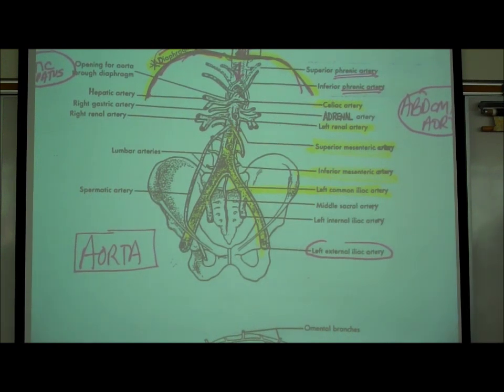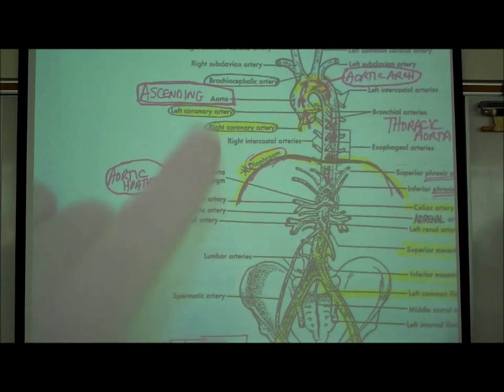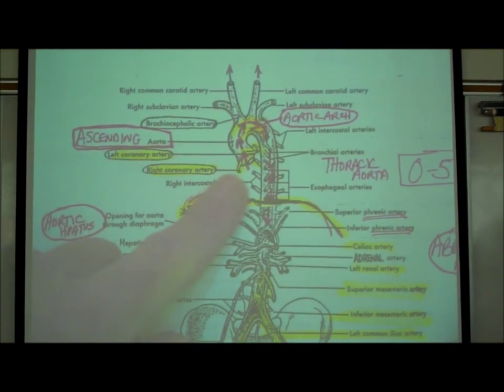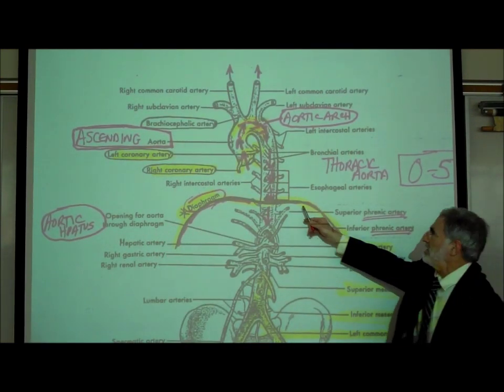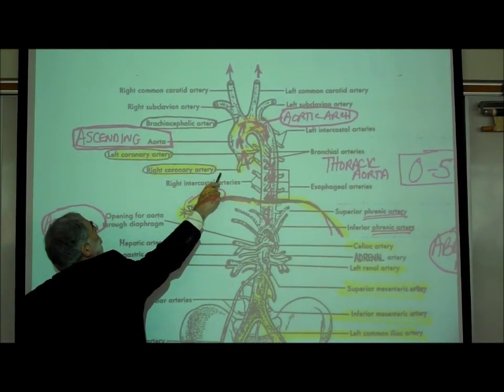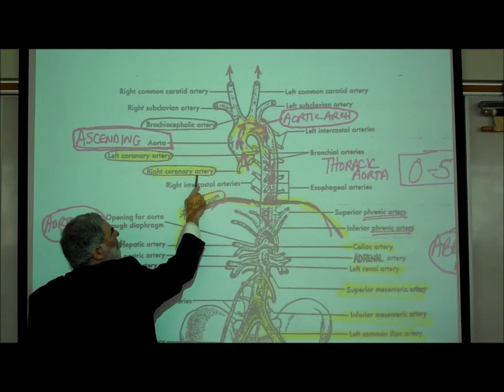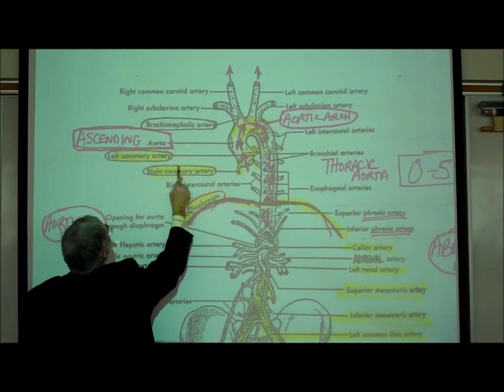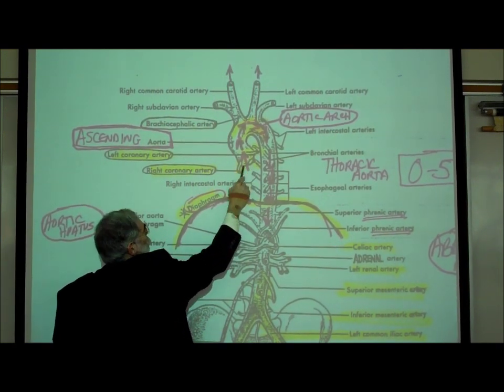So what we want to do is to mention some of the more important of the smaller arteries that branch off the aorta. And you'll notice, just to look at the picture, the very first little arteries branching off at the very beginning of the aorta, branching off at the beginning of the ascending aorta, are the right coronary artery and the left coronary artery. These are the right and left coronary arteries.